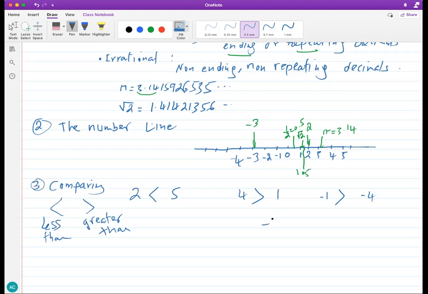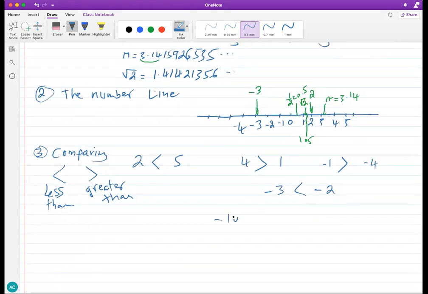What about -3 and -2? What is -3 compared to -2? -2 is greater. Okay, that's good, but we need to read it from left to right. So what do we say about -3 compared to this? We read it from the left, so -3 is less than. Exactly, less than.